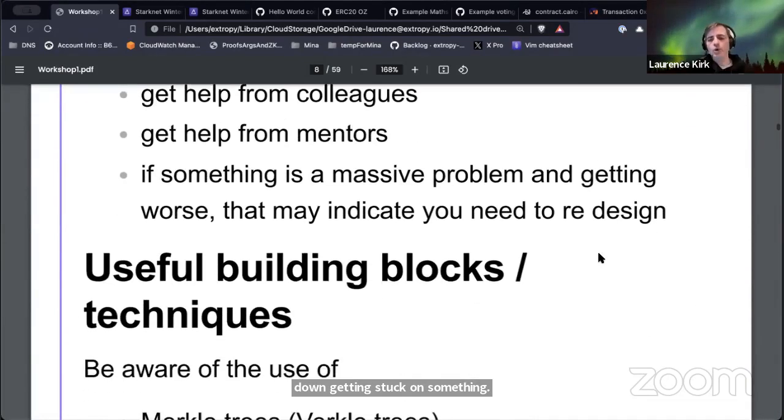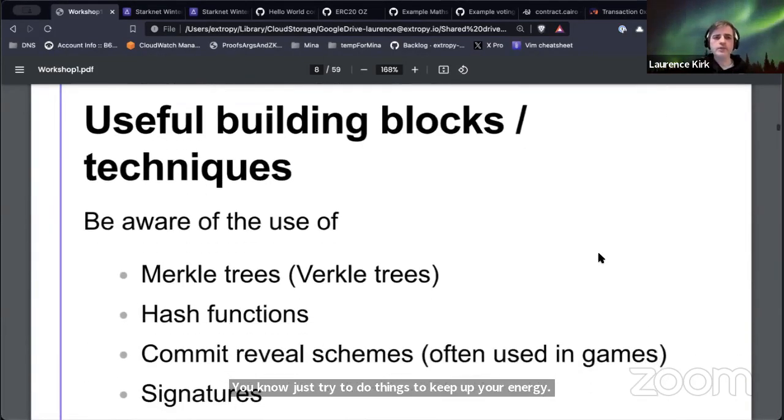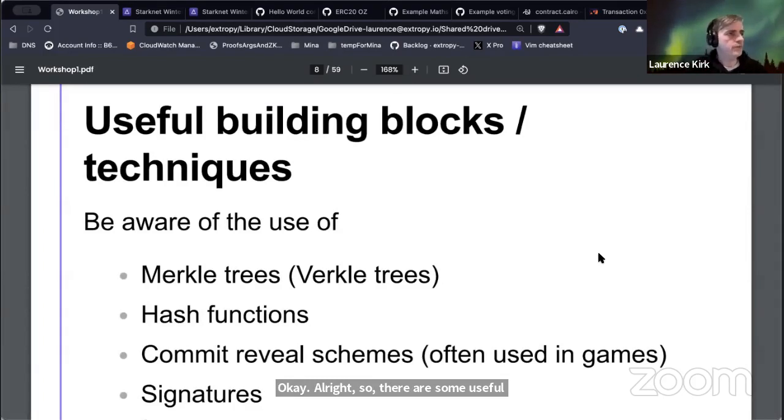Okay, all right, so there are some useful building blocks and techniques that are going to help you when you're working in Web3. So it's a good idea to understand these things because they come up time and again, and they are useful across many different types of blockchains. So understanding how these things work will be very useful for you, whatever hackathon you're doing.